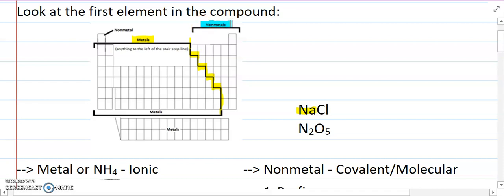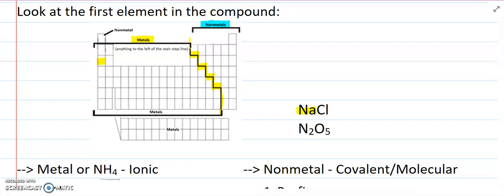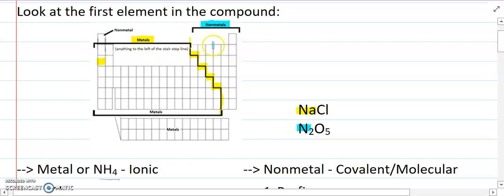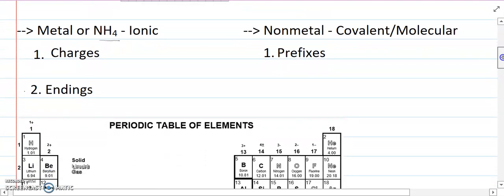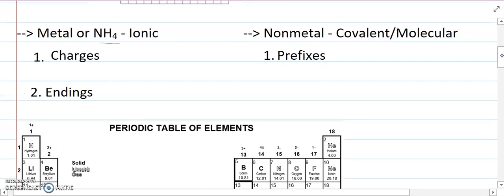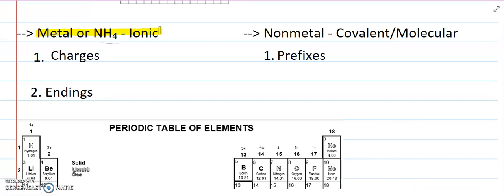And if my first element is a metal, and here's sodium, and sodium is a metal, I'm going to use ionic rules. And if my first element is a nonmetal, and nitrogen is a nonmetal, nitrogen is found right about here, then I'm going to use covalent rules. So when I take a look at my first element, if my first element is a metal or NH4, NH4 is a positive polyatomic, and it's made up of nitrogen and hydrogen, which is two nonmetals, but they have a positive charge and they fall into the ionic category.